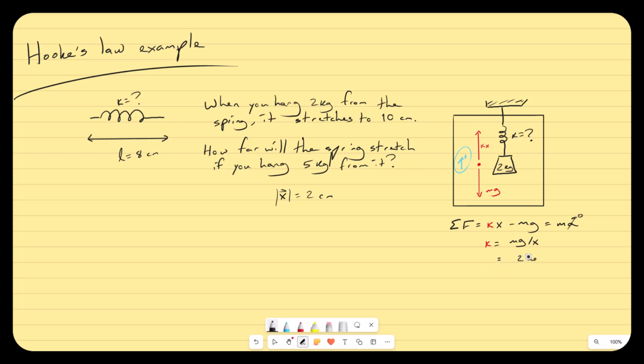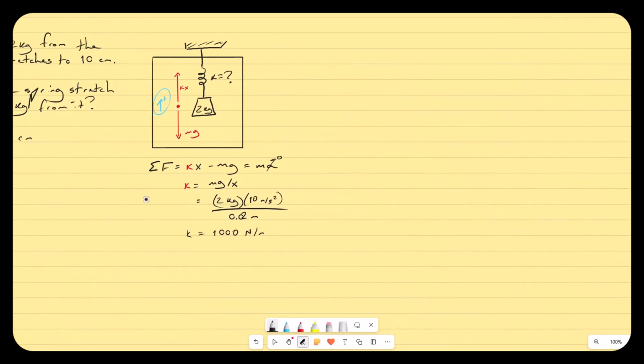So 2 kilograms, 10 meters per second squared, divided by my stretch, 0.02 meters. 2 times 10 is 20 over 0.02 is 1,000 newtons per meter. That's my k value. Now I want to know what happens when I put 5 kilograms on this thing.